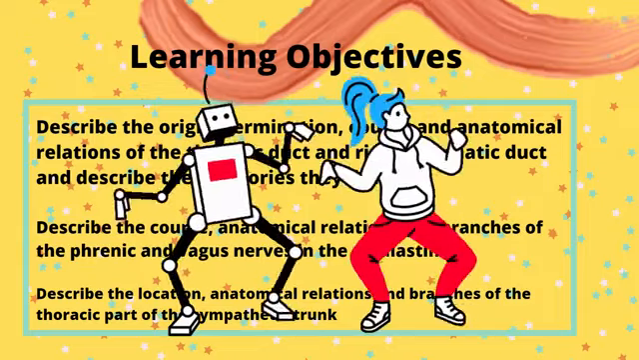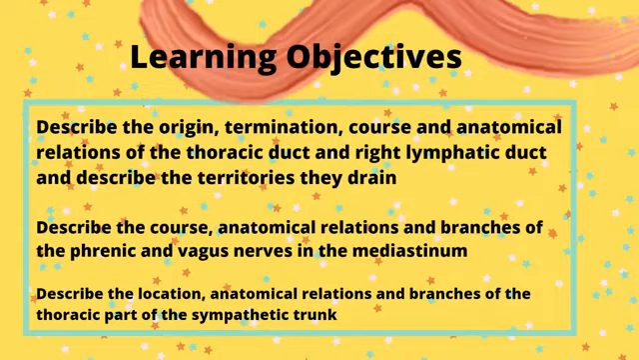So now, you should be able to describe the origin, termination, course, and anatomical relations of the thoracic duct and right lymphatic duct, and describe the territories they drain. You also should be able to describe the course, anatomical relations, and branches of the phrenic and vagus nerves in the mediastinum, and be able to describe the location, anatomical relations, and branches of the thoracic part of the sympathetic trunk.